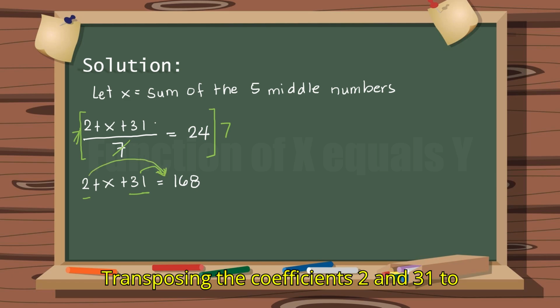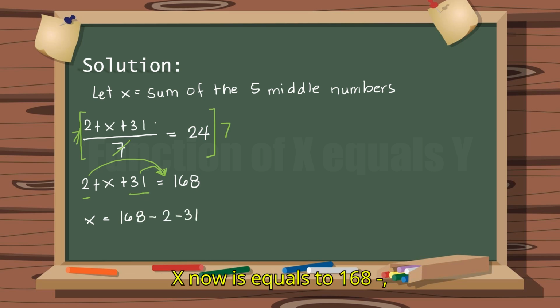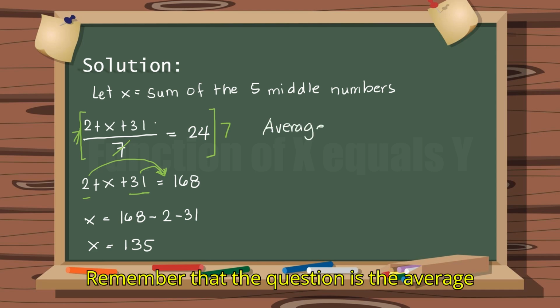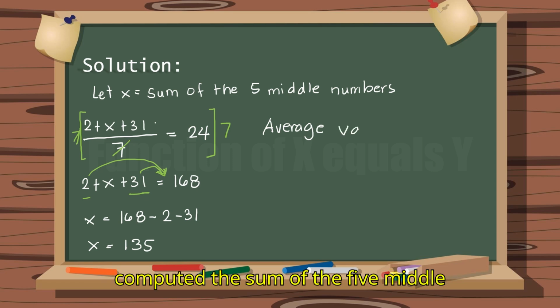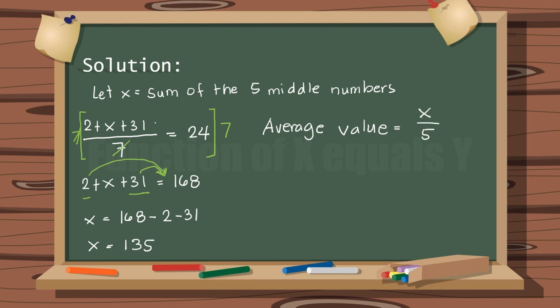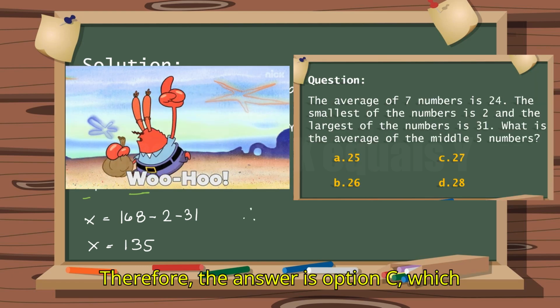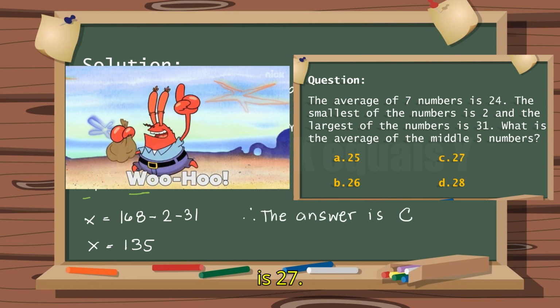Transposing the constants 2 and 31 to the right side to completely isolate x, x now is equal to 168 minus 2 minus 31. Then, x is equal to 135. Remember that the question is the average of the 5 middle numbers. Since we just computed the sum of the 5 middle numbers, we have to divide this x by 5 to get the average. So, the average value is equal to 135 divided by 5. The answer is 27. Therefore, the answer is option C, which is 27.